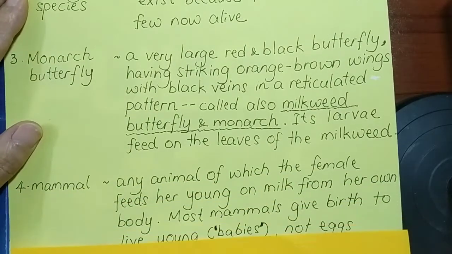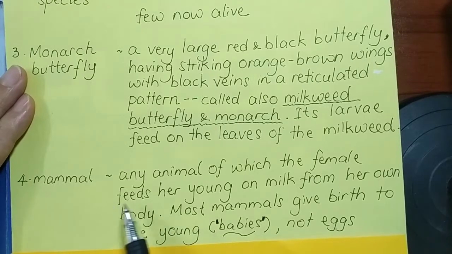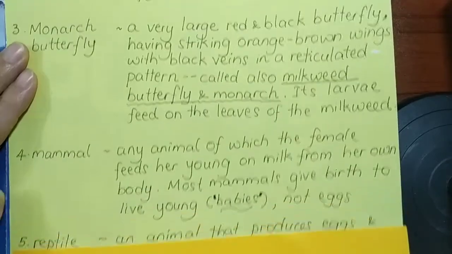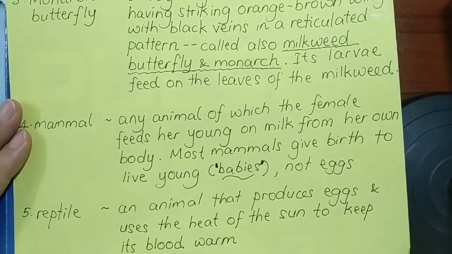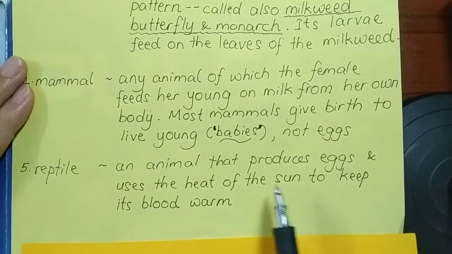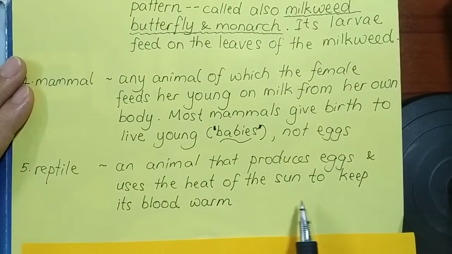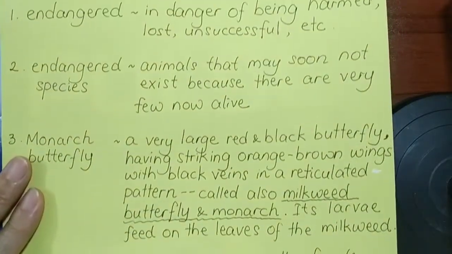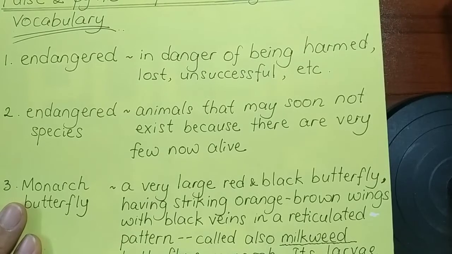Next, the word mammal. What does it mean? It means any animal of which the female feeds her young on milk from her own body. Most mammals give birth to live young, so to us, we call it babies, and certainly they are not eggs. Next, 5, reptile. An animal that produces eggs and uses the heat of the sun to keep its blood warm. So these are the 5 words and phrases which I would like you to copy down into your vocabulary book.